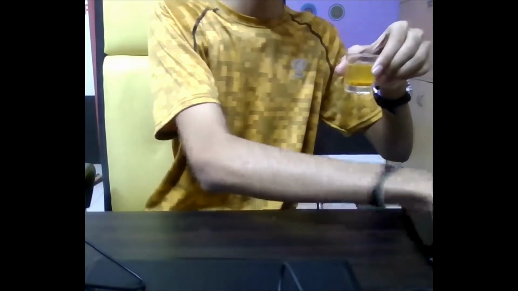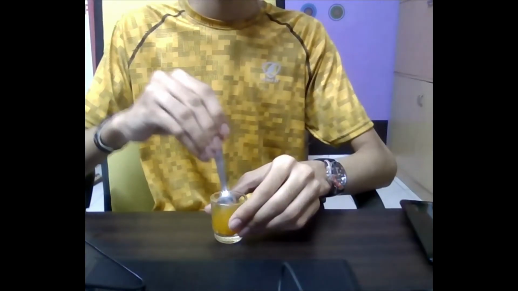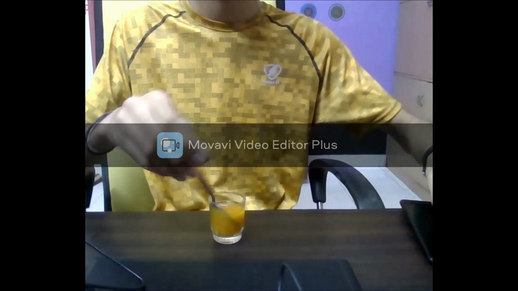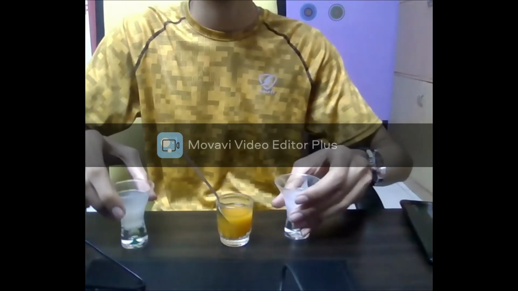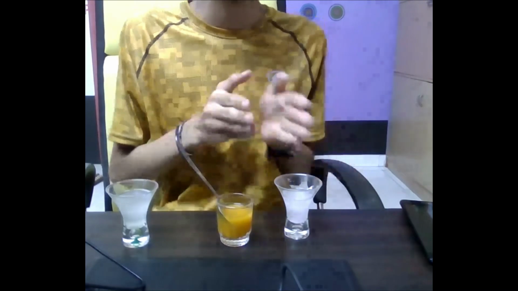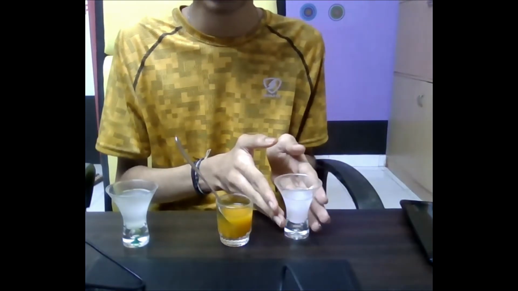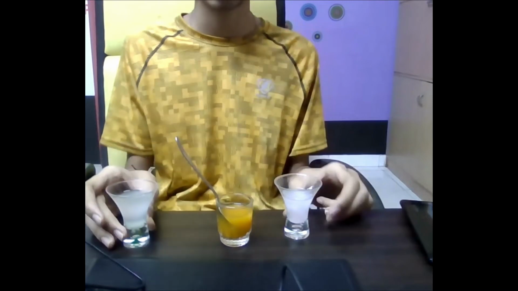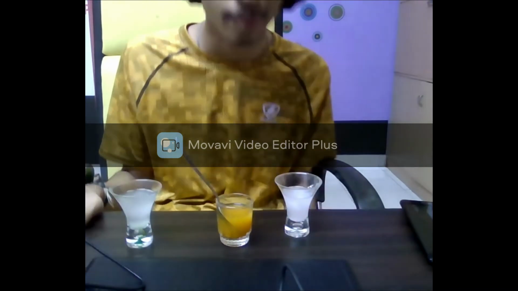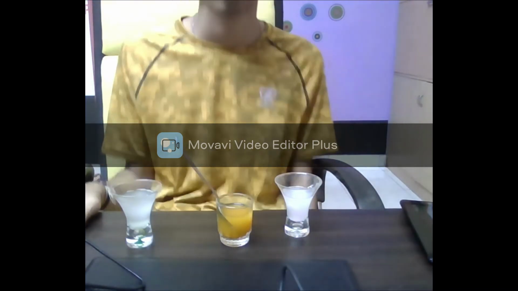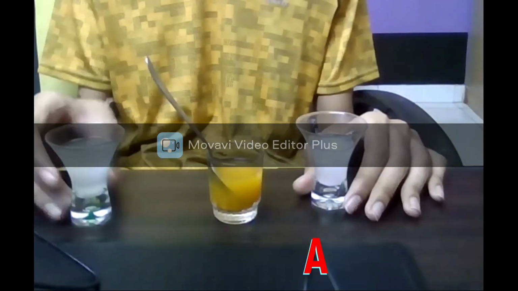Okay. So you can just see I have turmeric powder here. Just mixing it. And I have two unknown solutions. I don't know what these two solutions are. Let me say this one is A and this one let it be B. Okay? This one is my A and this one is my B.